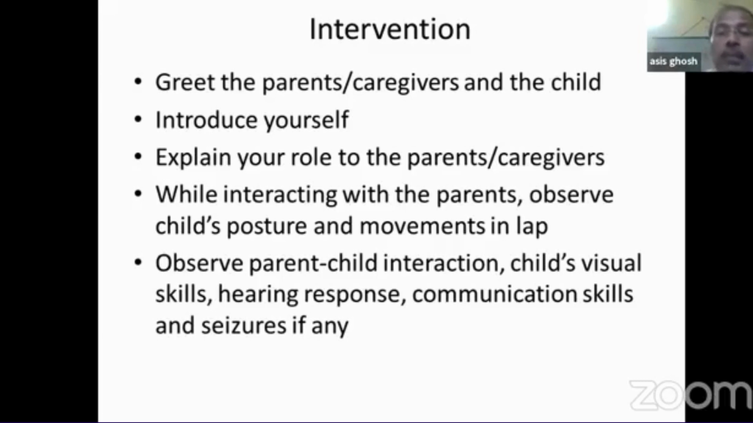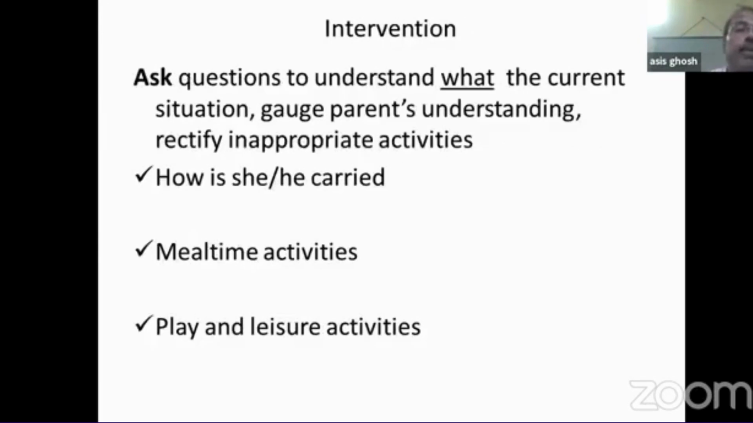Sometimes you will see subtle myoclonic jerks, which the parents think are because of a sound outside that stimulates the child. So the child gets startled, but actually it is not. So you need to report to the pediatrician or the pediatric neurologist, whoever is there in your hospital or in your setup, that during your assessment you found all these subtle jerks which may need further investigation.